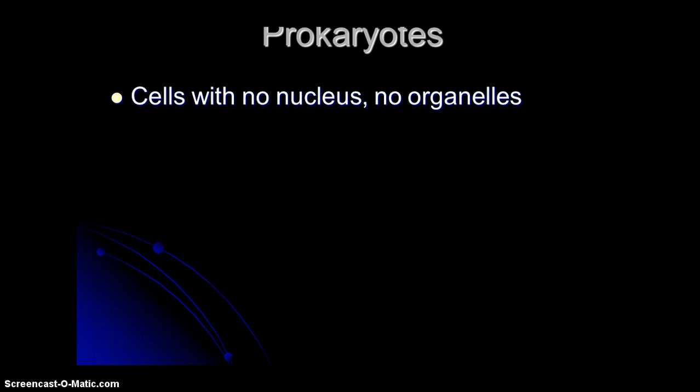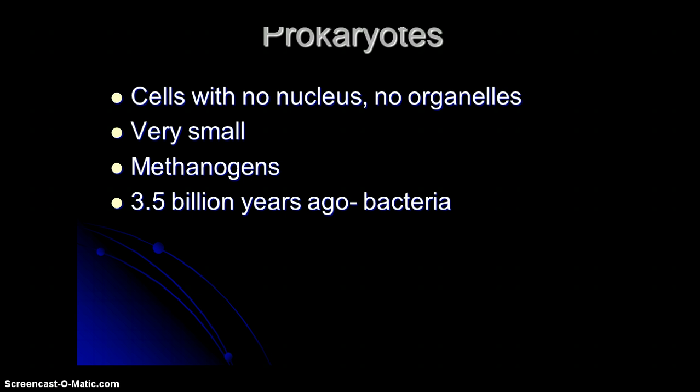All right, the type of cell that they were is what's called a prokaryotic cell. A prokaryotic cell is a cell that does not have a nucleus, does not have any organelles. Like I'm sure you've heard about cells before, so remember some organelles are like mitochondria and ribosomes. If you don't know what those mean yet, don't worry, you will soon. These are very small organisms. The very first ones would be what we call methanogens, which means that they live in an area with a high concentration of methane. The first ones we found were about 3.5 billion years ago, like we talked about before.